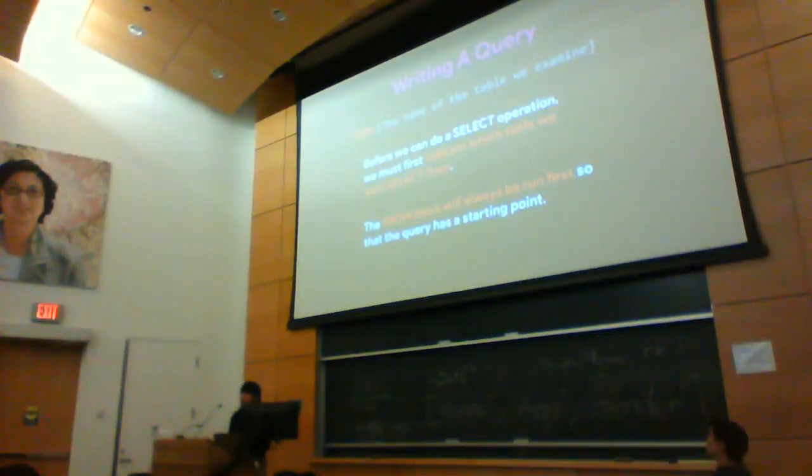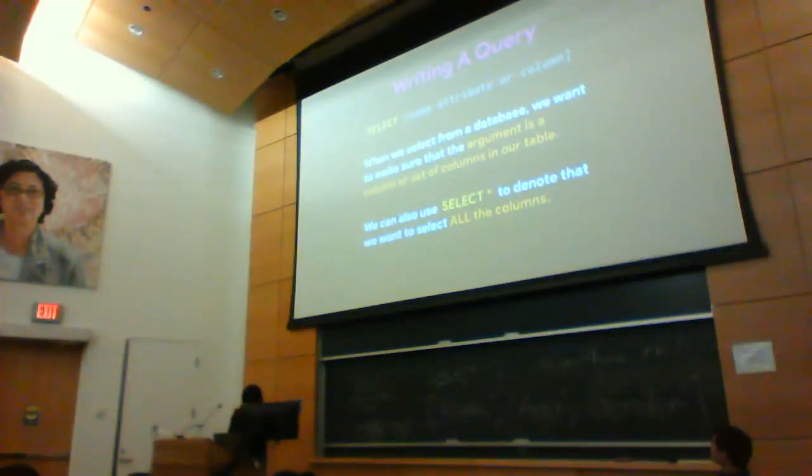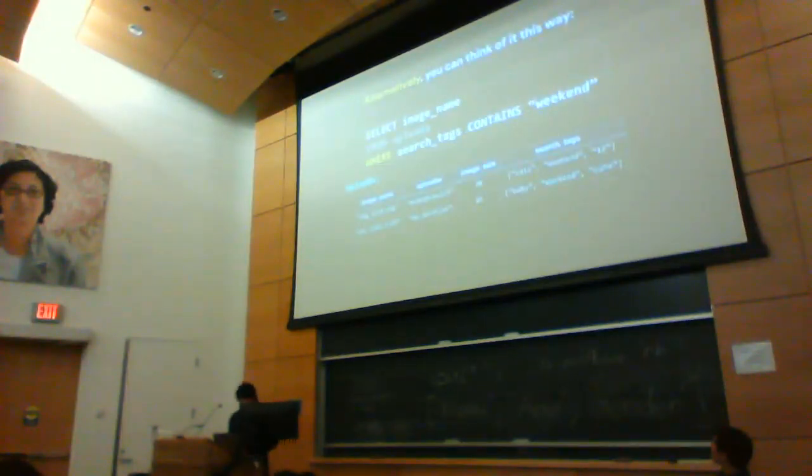And then once we have this table that we're selecting from, we can do select and where. I'm going to talk about select first. From select, we want to make sure that our argument is a column or a set of columns in the table. So for example, if we go back to our table here, we had image name, uploader, image size, and search tags. I can do select image name, or select image name and uploader, or select image name, uploader, and image size. But they have to be valid columns in our table.